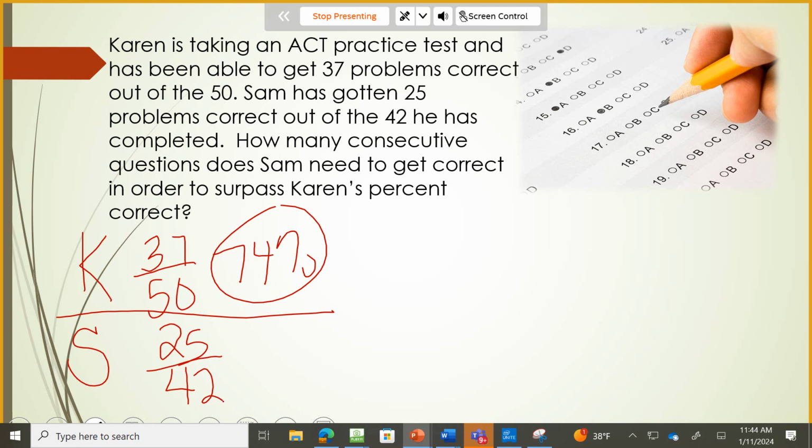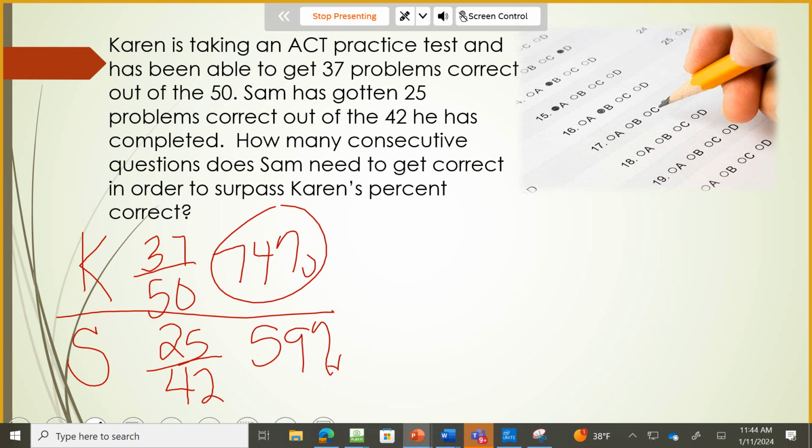Let's find a percentage for Sam. What is Sam at? If I remember right, is it around 59%? Yes or no? Yes. Okay, somewhere around 59. So this is what this is saying, whether this is realistic or not.